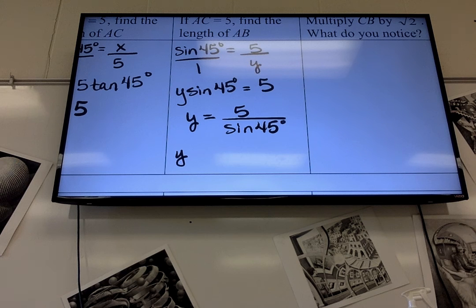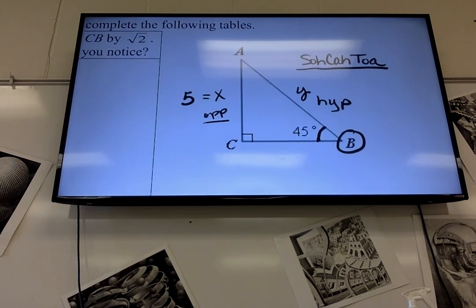And again, we're going to use 3 decimals, just like everything else. What'd you get? 7.071. Anybody get something different, you may come look at it. Okay. So this is approximately 7.071.